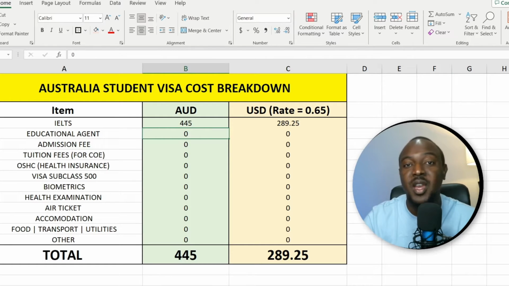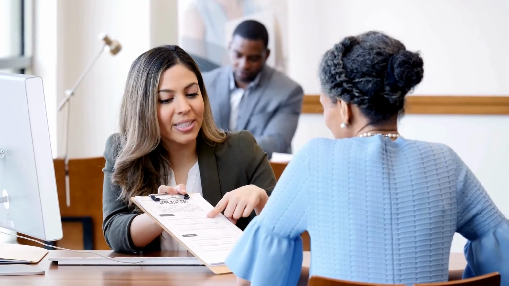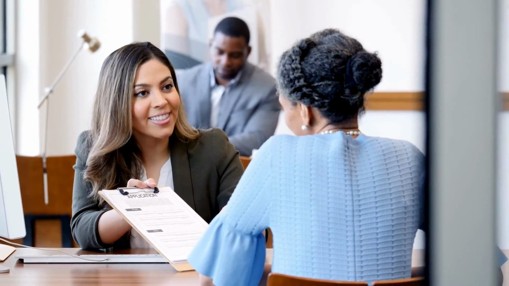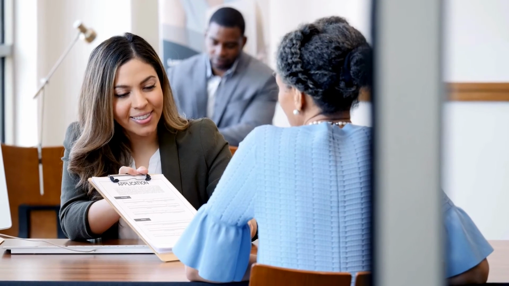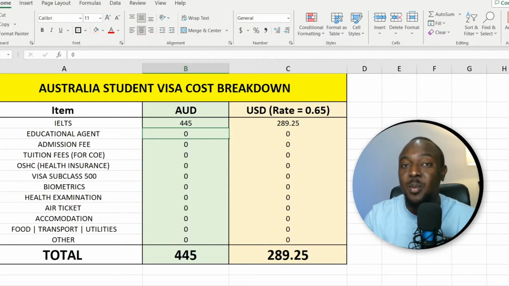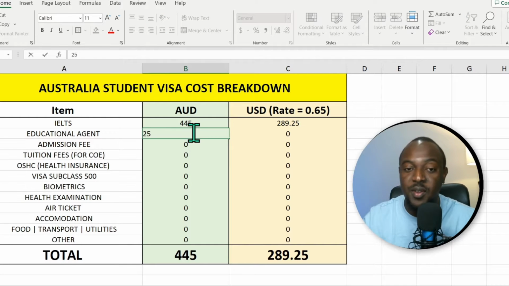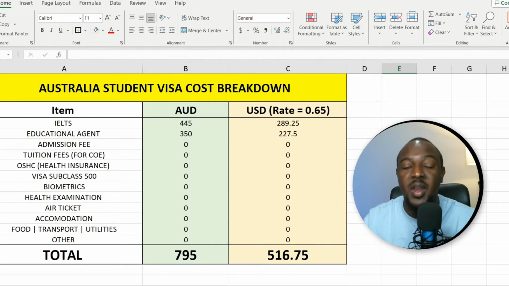Of course, you need an educational agent to help you with the application process. Now, the educational agent's fee is very minimal. Most educational agents get commissions from the uni or college, hence their fee is very minimal. So you'll be looking at anywhere from 250 Australian dollars to 500 Australian dollars. But on average, let's just put 350 Australian dollars for an agent to help you with the process.